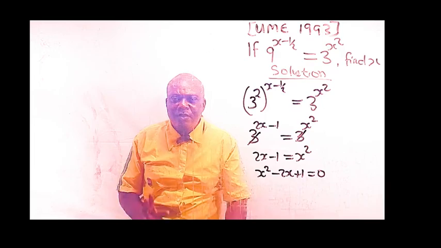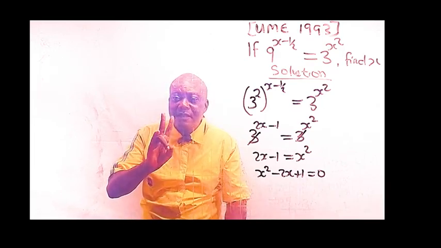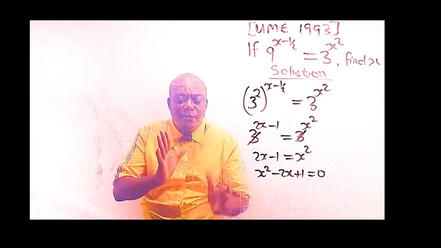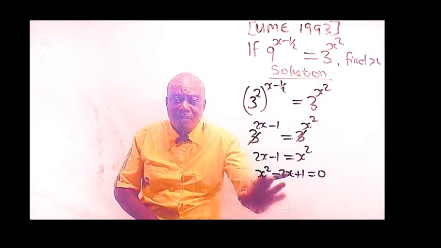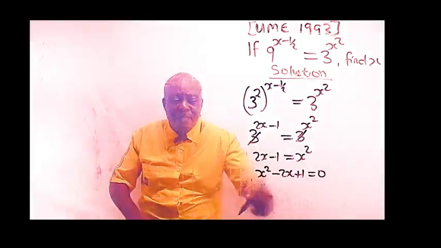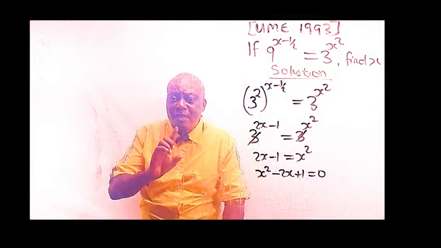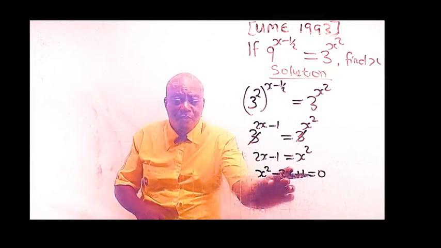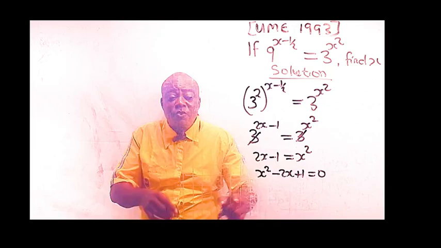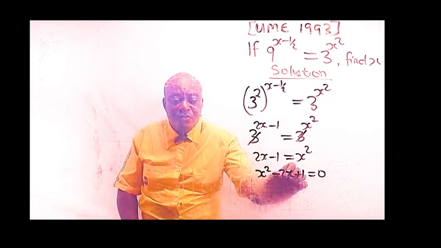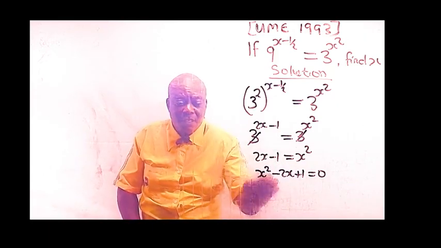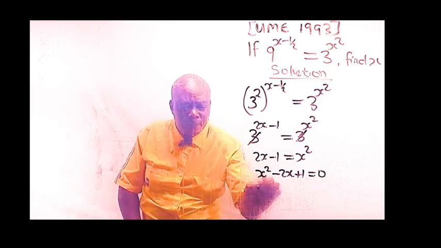So here, we think of two numbers, the factors, which if you add them, you get minus 2, and if you multiply them, you get plus 1. The numbers here are minus 1 and minus 1. Minus 1 plus minus 1 is minus 2, and minus 1 times minus 1 is 1. So you replace minus 2x with minus x minus x. So this is how it will be.